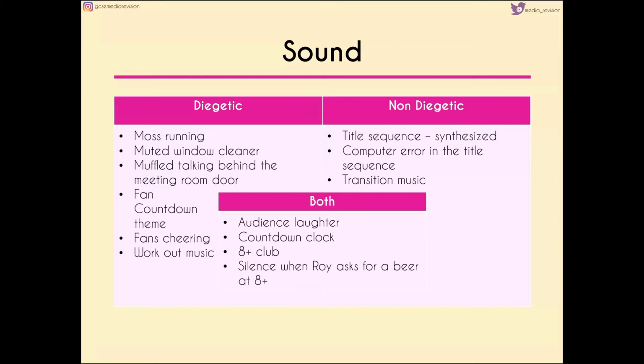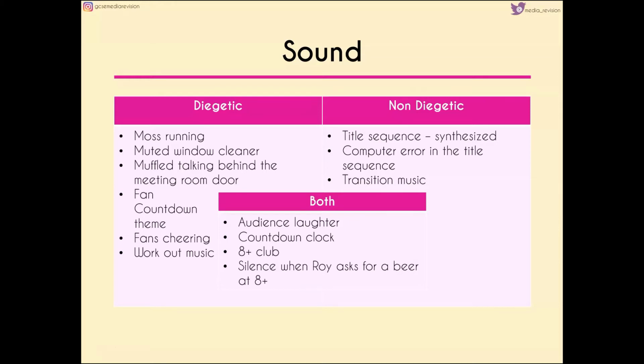For our non-diegetic sound, it's mostly music based. We've got the title sequence, which is very synthesized, and this in part forms the transition music that we get going from scene to scene. We also have within that title sequence itself a sort of computer error which pops up at the end. And then when we're looking at both, audience laughter and that sort of laugh track that we would expect to hear within sitcoms could be in both categories, as can the countdown clock. The 8+ club music and also the silence at the 8+ club when Roy asks for a beer is something that we could consider as both as well.